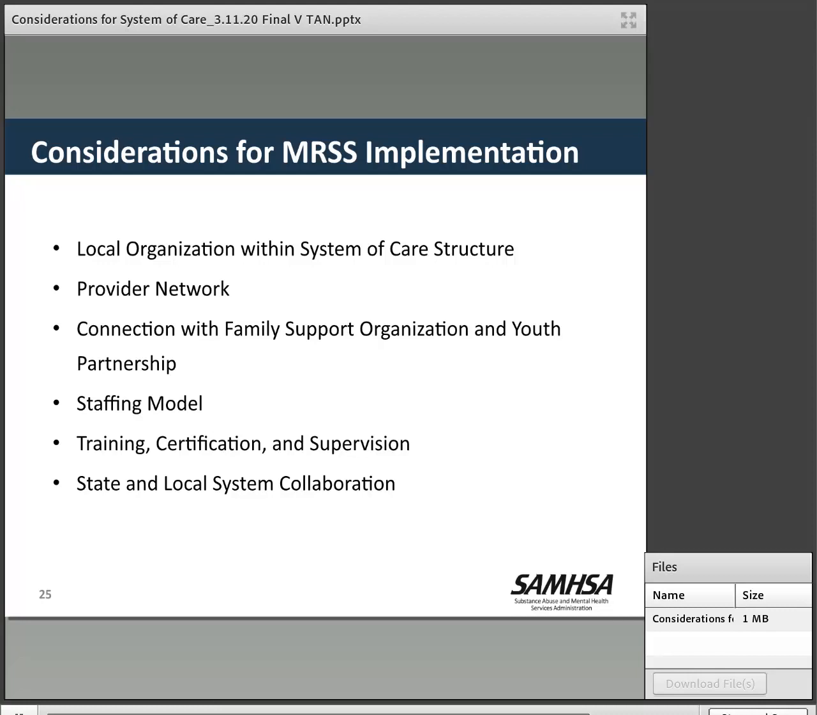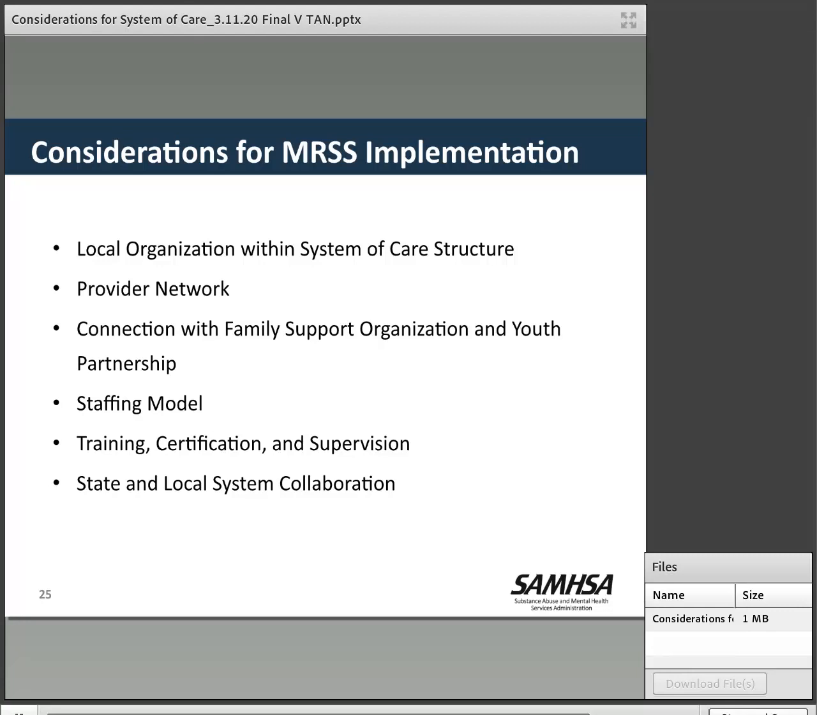It's really important to be attentive to what you can accomplish. New Jersey uses bachelor's prepared folks who are very well trained and certified in order to get the work done. It addressed a lot of the workforce challenges that New Jersey had in the beginning parts of the work. Training, certification, and supervision are incredibly important, need to be built in the model, not just in the short term, but in the long term.